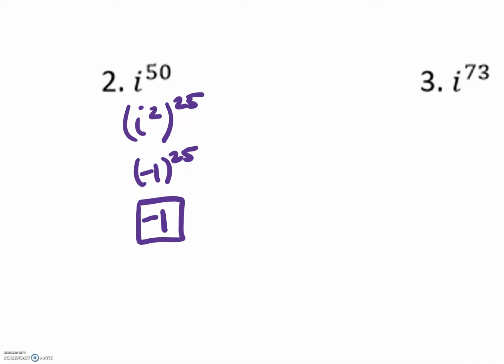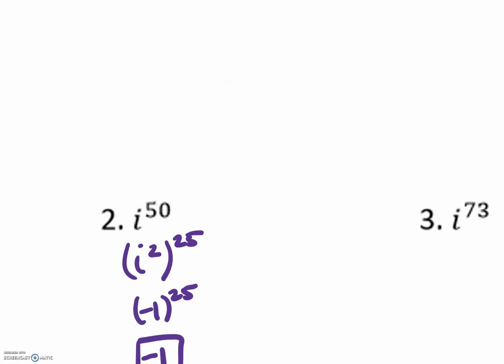So if I take a look, number 2, I have i to the 50th. 50 is even, so I'm going to write it in terms of i squared. Half of 50 is going to be 25. So I'm going to say negative 1 raised to the 25th. Alright, this time a negative raised to an odd exponent is going to stay negative. So my final answer will simply be negative 1.